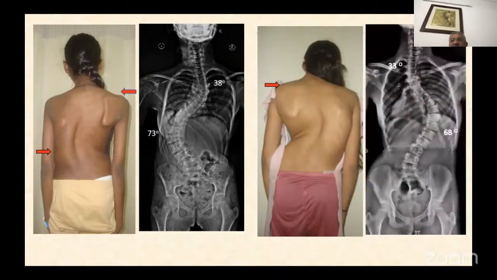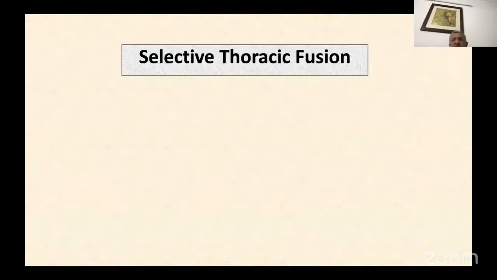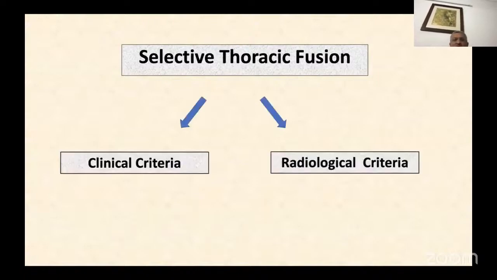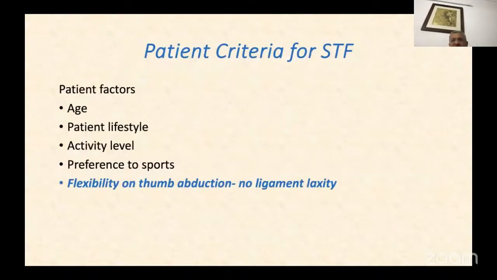Similarly, in this girl, the left thoracic curve is structural, and therefore you have to look at the shoulder level, the rib prominence, and the loin prominence to decide whether you are going to do a selective fusion or not. Again, there are two criteria we have to look for, the clinical criteria and the radiological criteria. You should not preferably do a selective thoracic fusion in a child who is immature. Again, with the growth, the adding on and problems are more.